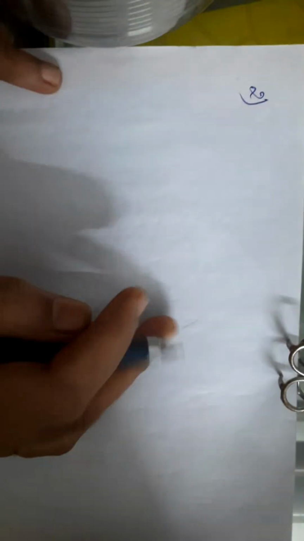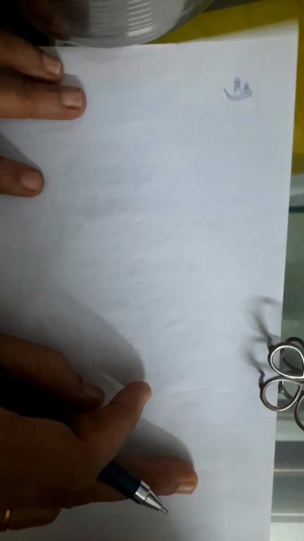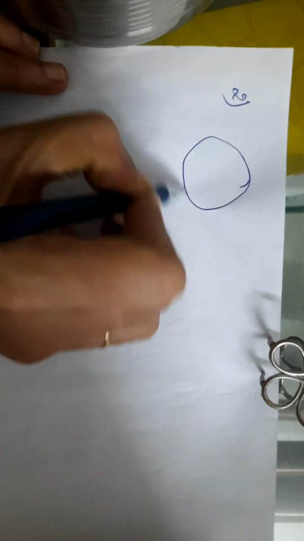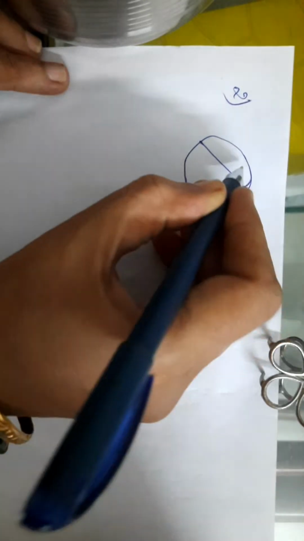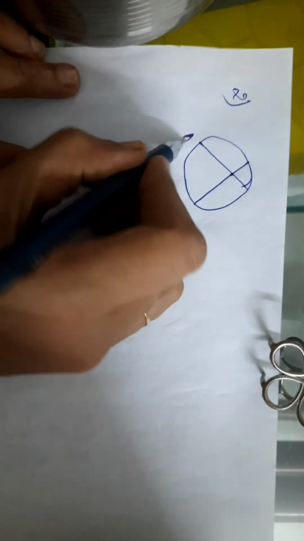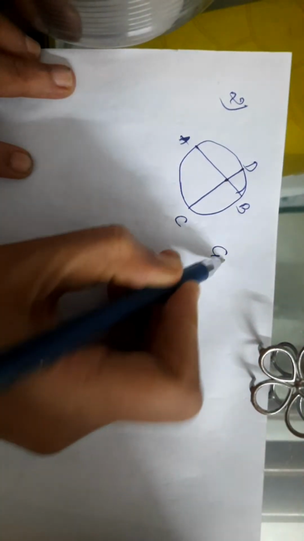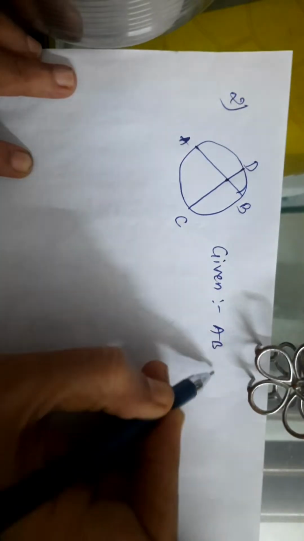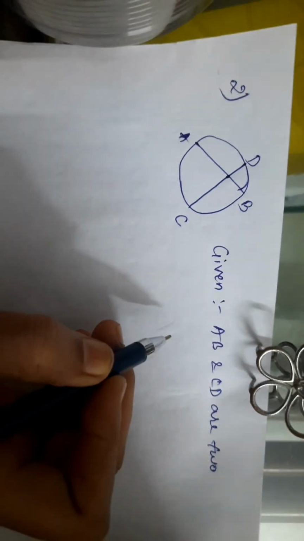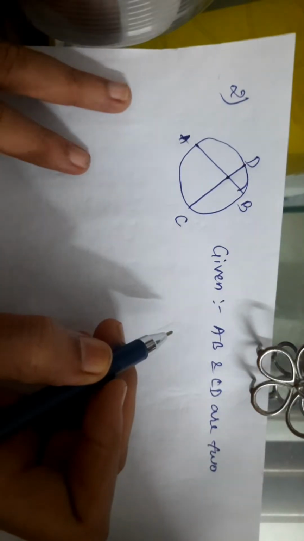In the second question, it is given that two equal chords of the circle intersect within the circle. So draw a circle. Two chords are given, and they intersect each other within the circle. Let's consider AB and CD to be the two chords. It is given that AB and CD are two equal chords which intersect each other within the circle.